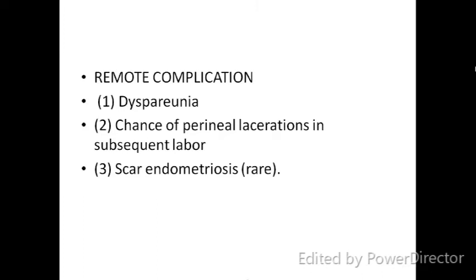What questions will they ask you about episiotomy? They will ask what are the layers which are cut during episiotomy. What are the structures cut during episiotomy? They will ask you one of these. Okay, and what are the post-operative care? The most commonly asked question is what are the structures cut during episiotomy? Okay.